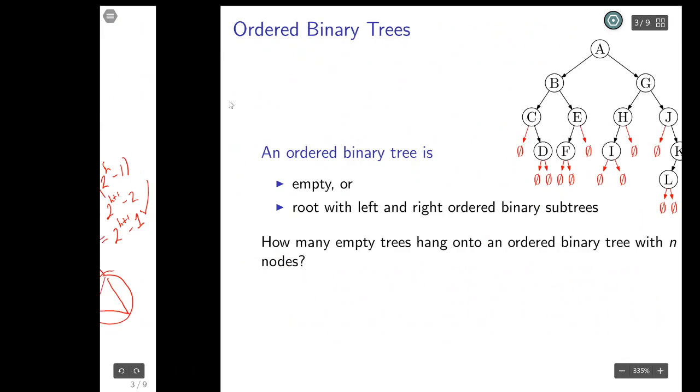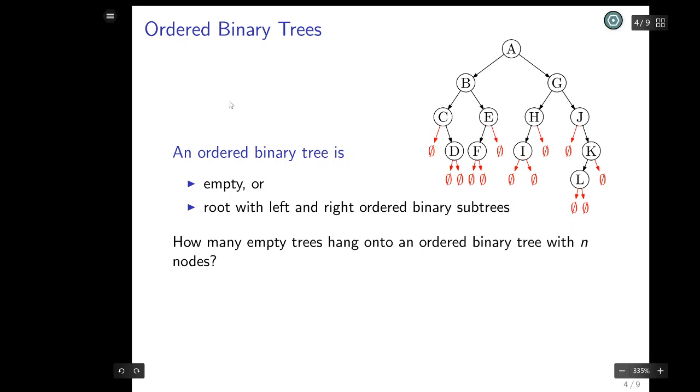Any other questions? Okay. Ordered binary trees, they're just binary trees, but they're ordered. That means that there's a left to right ordering on the children. So I can talk about the definition as referring to the left and right ordered binary subtrees at a particular node. That's the only difference between unordered and ordered: you can change the order of the children in an unordered tree, but in an ordered tree you cannot.